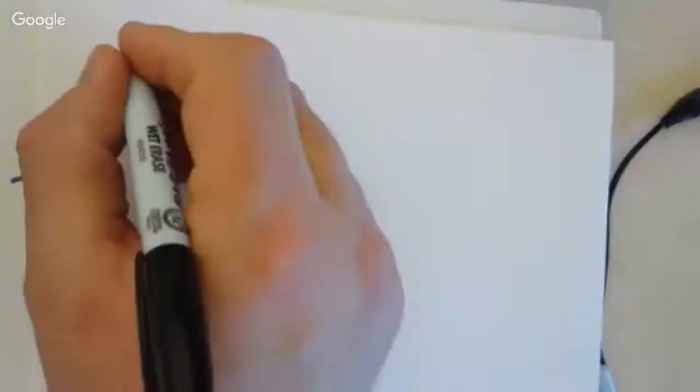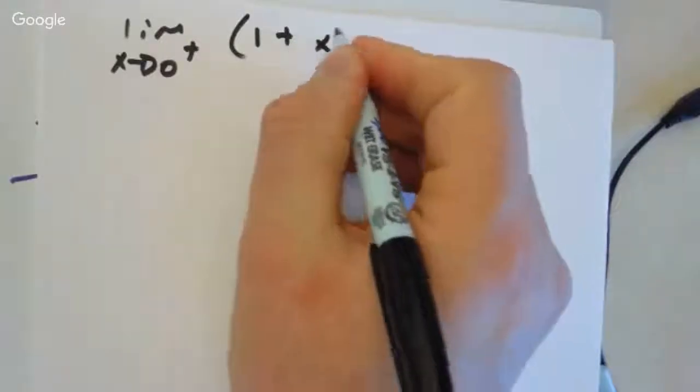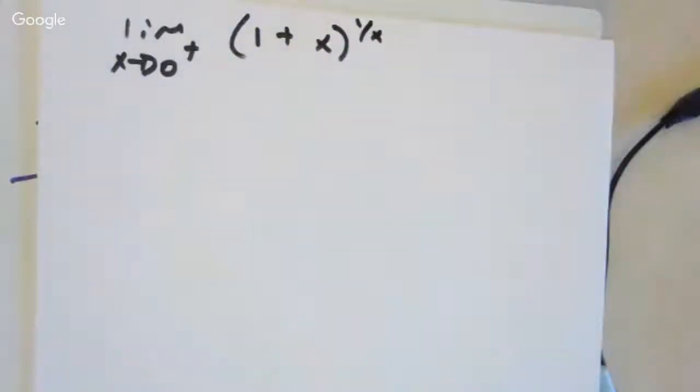Okay, let's take a look at a really fun one, though. Let's go to the limit as x approaches 0 from the right-hand side only, and you'll see why it's the right-hand side as we work the problem, of 1 plus x to the power of 1 over x.